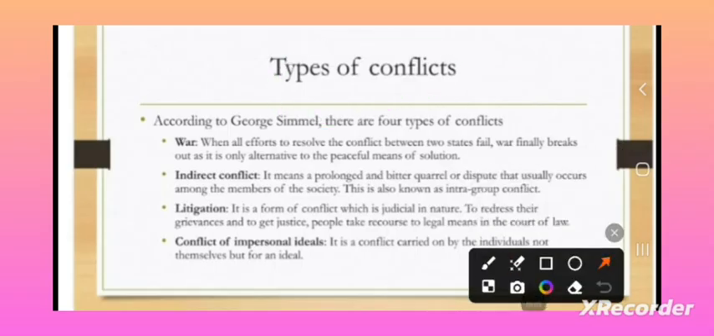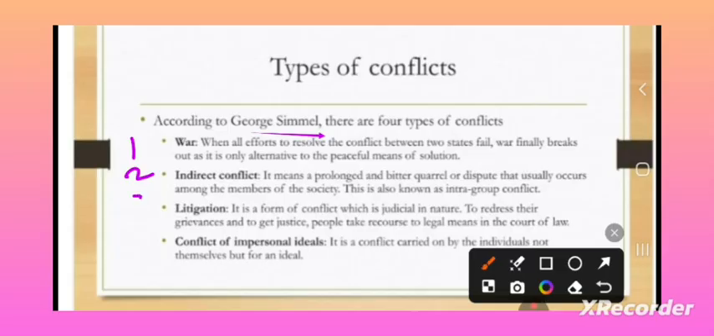Types of conflict. According to Georg Simmel, there are four types of conflict. Number one, war: when all efforts to resolve the conflict between two states fail, it breaks out as the only alternative to peaceful means of solution. Next, feud: this refers to a prolonged and bitter quarrel or dispute that usually occurs among the members of a family. This is also known as family group conflict.